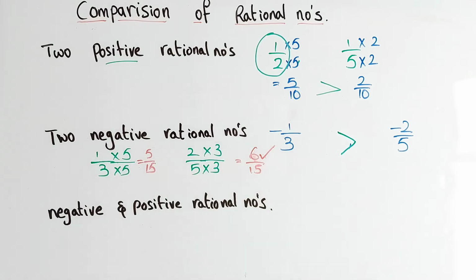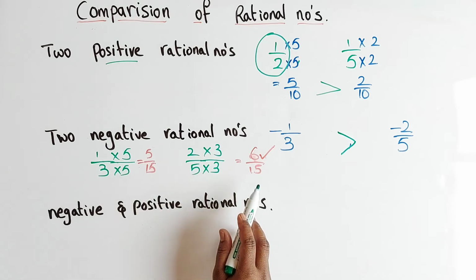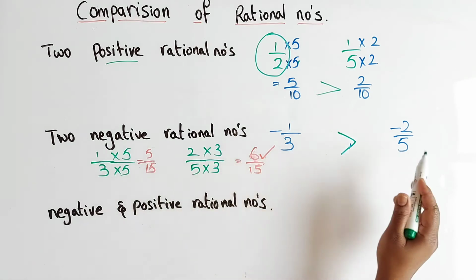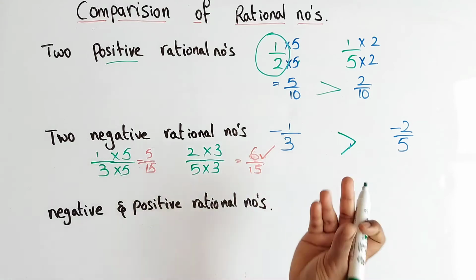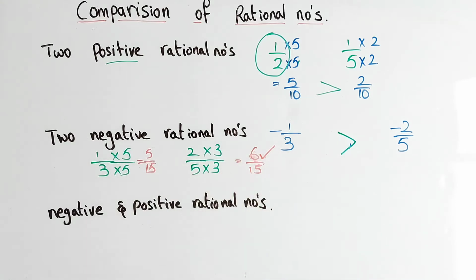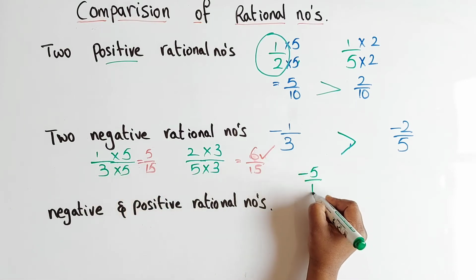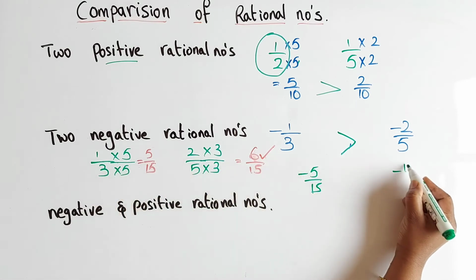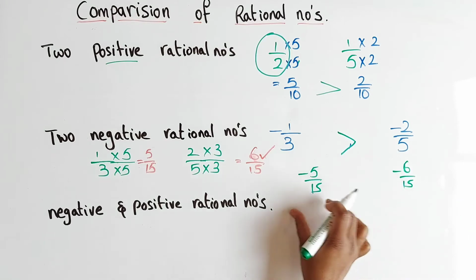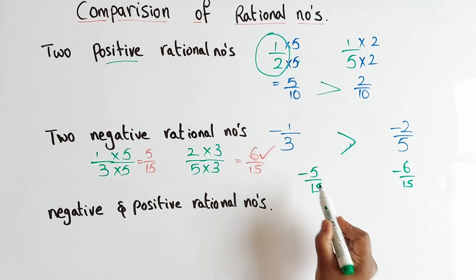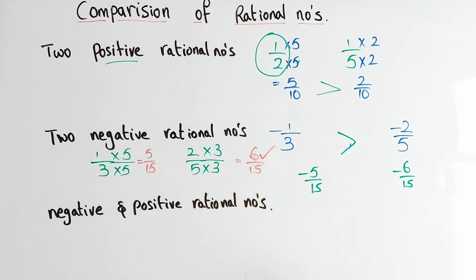That's it. See, this is greater actually when you are comparing positive rational numbers. But here we are comparing two negative rational numbers, so just reverse the order. Correct, children? Minus 1 by 3 is greater. By applying the sign, this will be minus 5 by 15 and this will be minus 6 by 15. When you have negative signs, the smaller number is the greater. Correct, children? Just reverse the order.